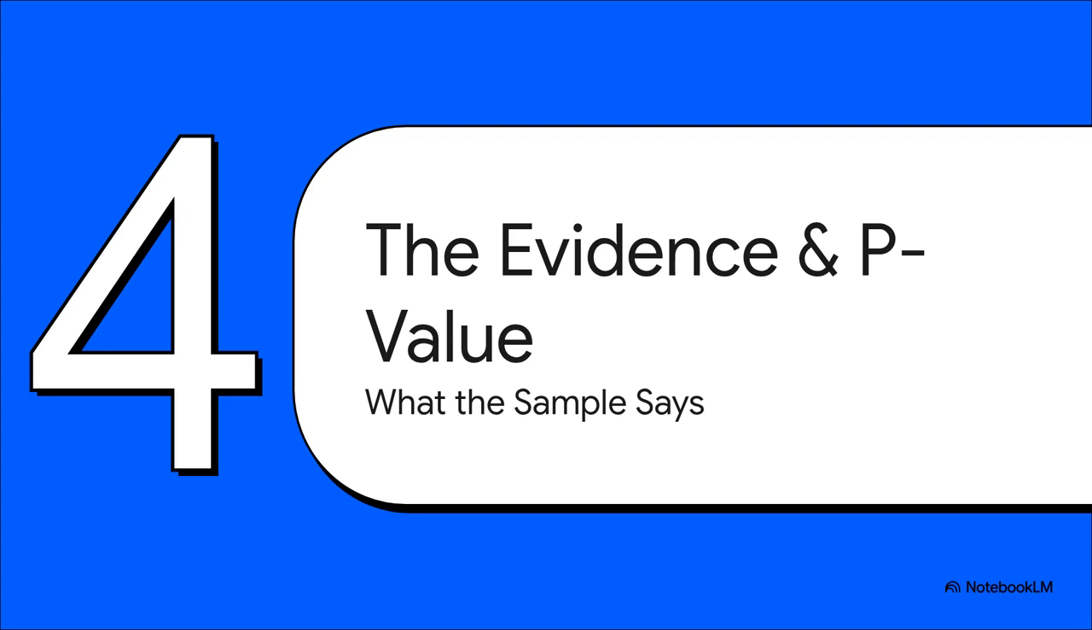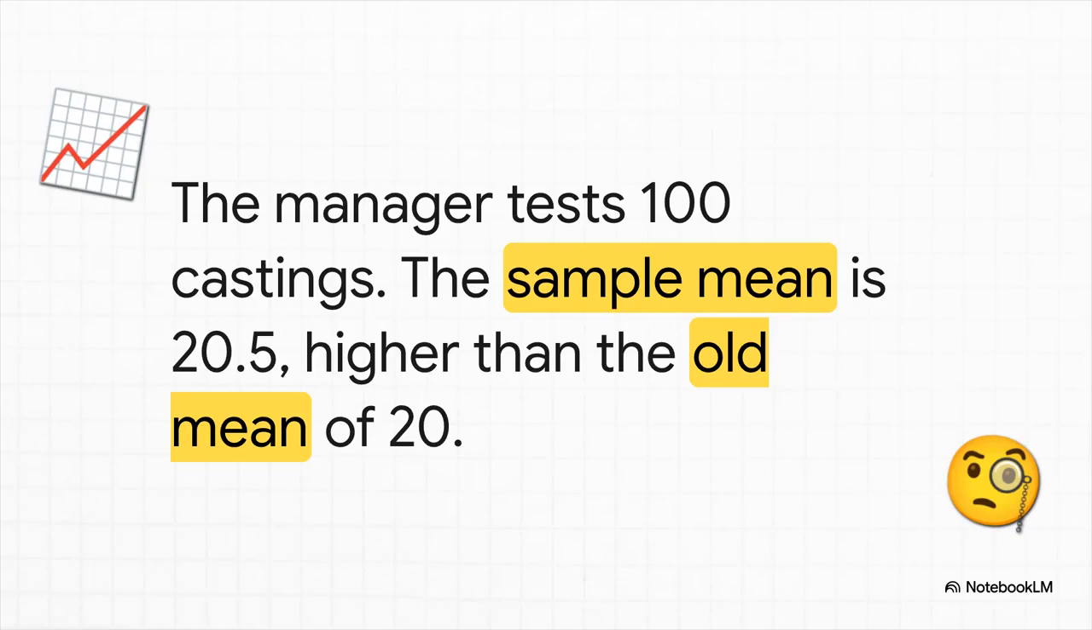Now, it's time to bring in the evidence. Let's see what the data from the sample castings actually says. And here it is. The manager tests a sample of 100 new castings and finds their average hardness is 20.5. Now remember, the old average was 20. So on the surface, this looks pretty good for the new supplier's claim.